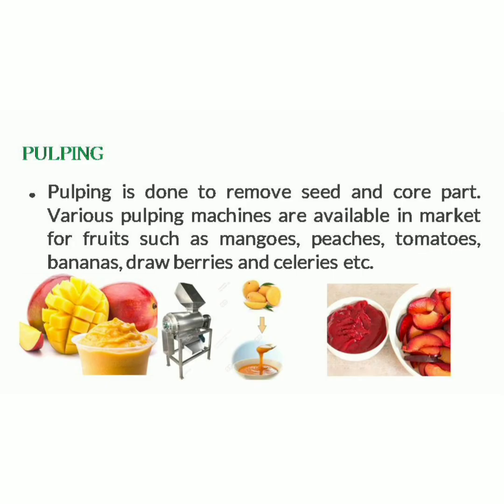Next, pulping of fruit. Pulping is done to remove the seeds and core parts of the fruits. Various pulping machines are available in the market for pulping fruits such as mangoes, peaches, tomatoes, bananas, strawberry, pineapple, etc.